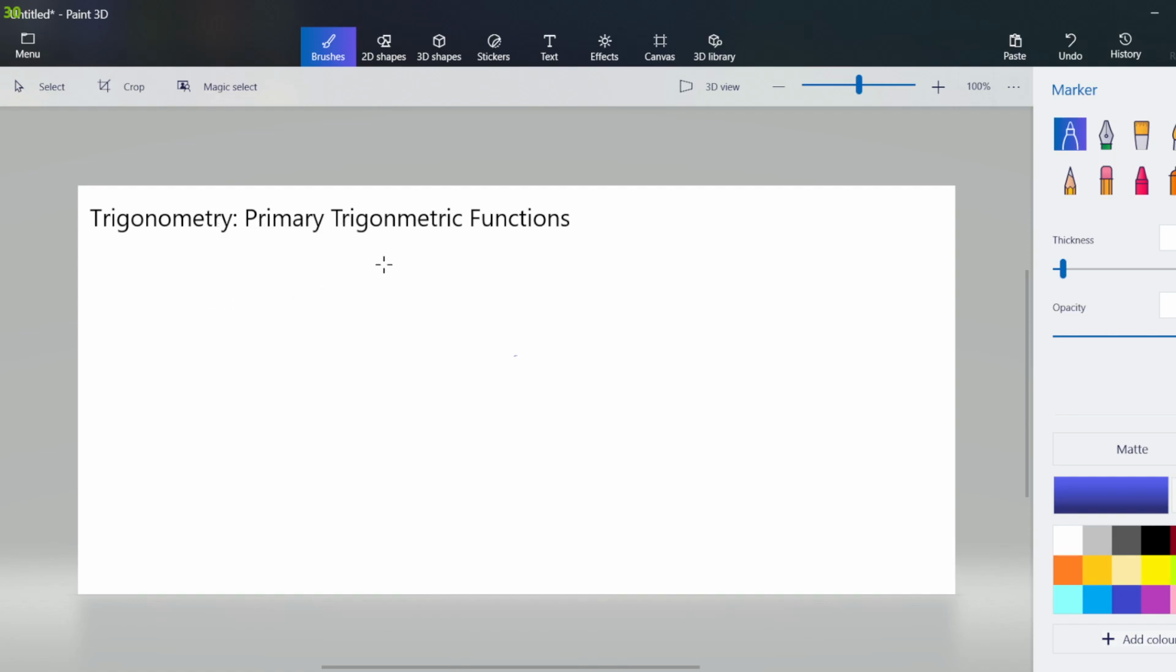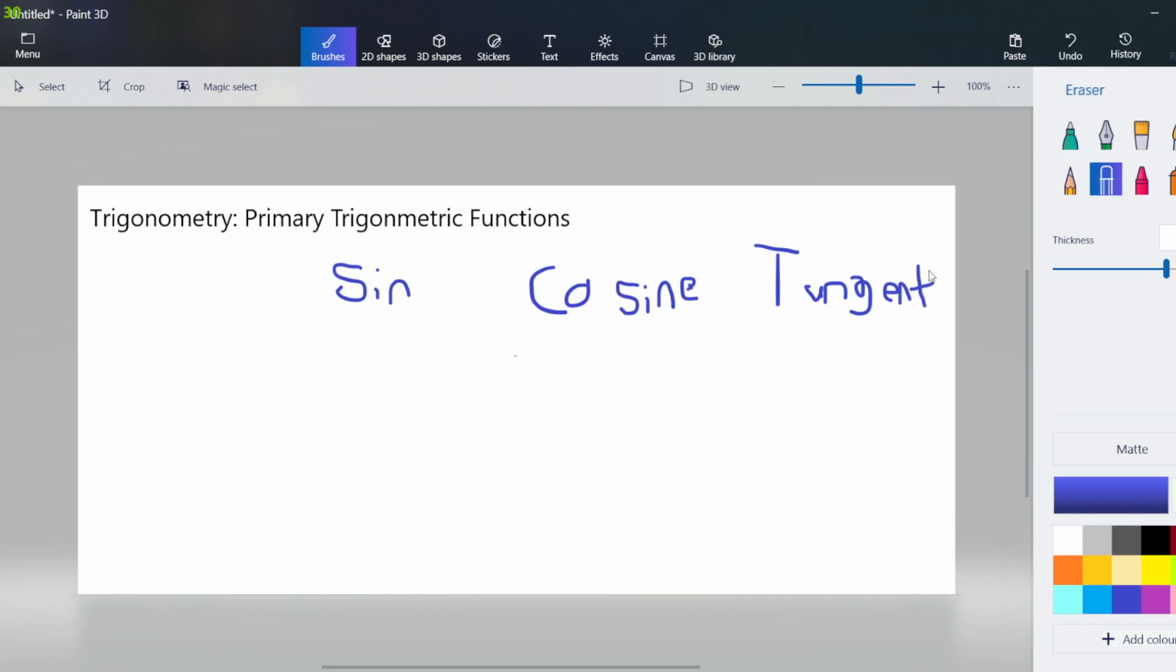So, to start, the primary trig functions are sine, cosine, and tangent. Now, we can use these primary functions in a right triangle to be able to find out missing sides or missing angles, and that is what we're going to be covering today.